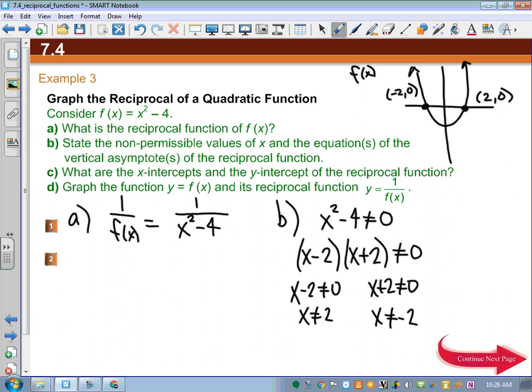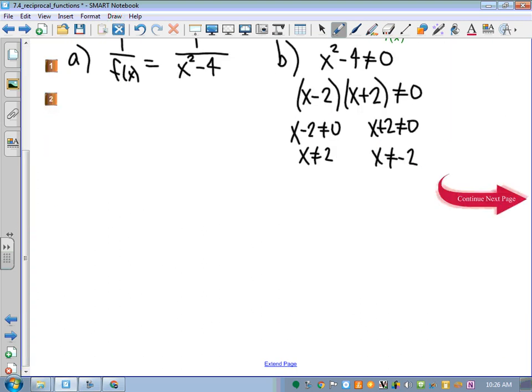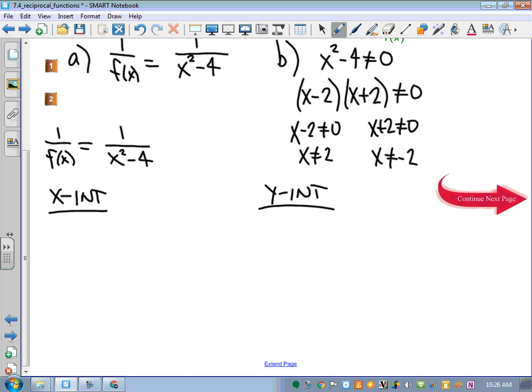All right, C wants us to determine the x-intercepts and the y-intercepts of the reciprocal function. Keeping in mind that our reciprocal function is 1 over f of x, which is 1 over x squared minus 4. We're going to look for x-intercepts, and then we're going to look for y-intercepts. Remember that x-intercepts are where the value of the function is zero, and I'm just going to write this beside it, that if you wanted to use your calculator, this is what we would have to use. Y equals 1 over x squared minus 4 is the reciprocal of f of x equals x squared minus 4.